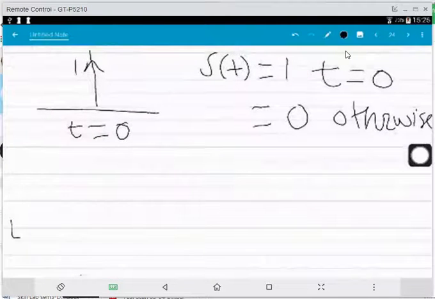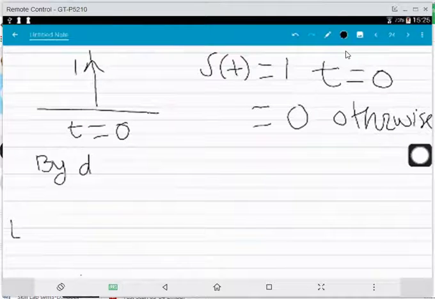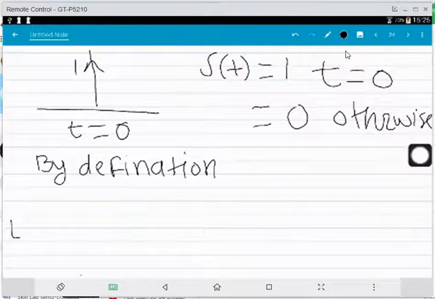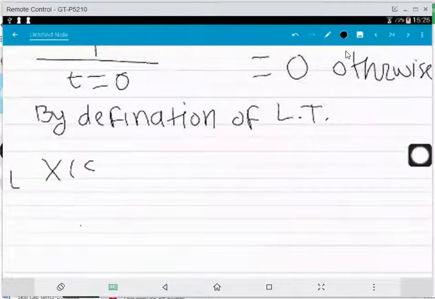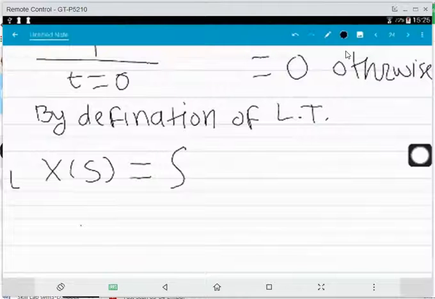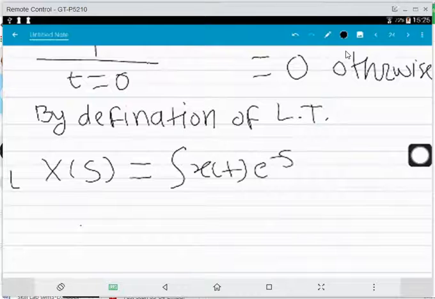Now we have to find out the Laplace transform of this delta function. So we will write the formula of Laplace transform. By definition of Laplace transform, we can write X of s is equal to the integration of x of t e to the power minus st from minus infinity to infinity into dt.